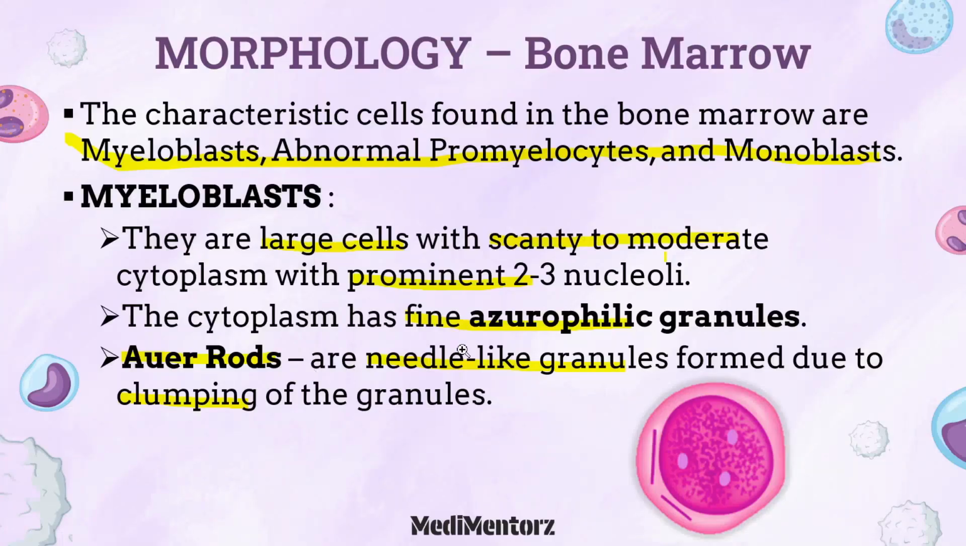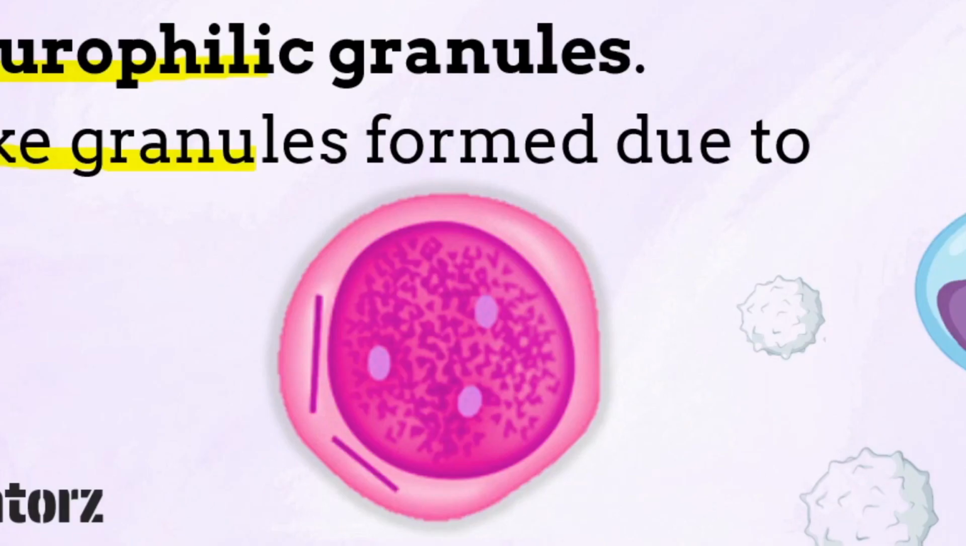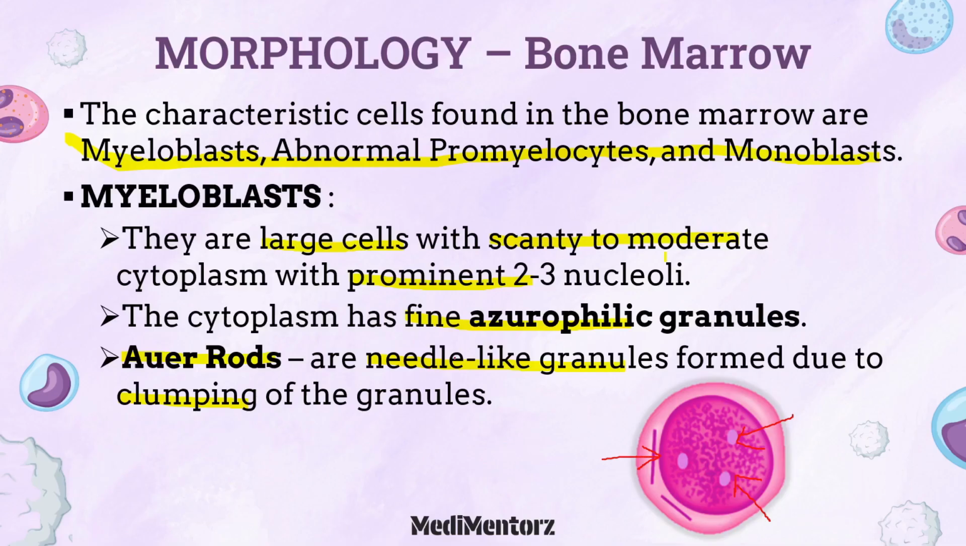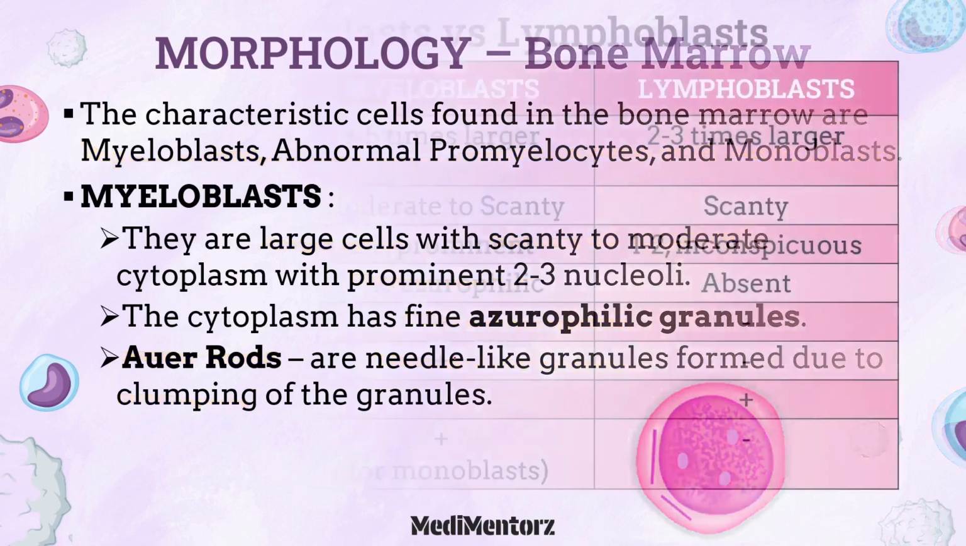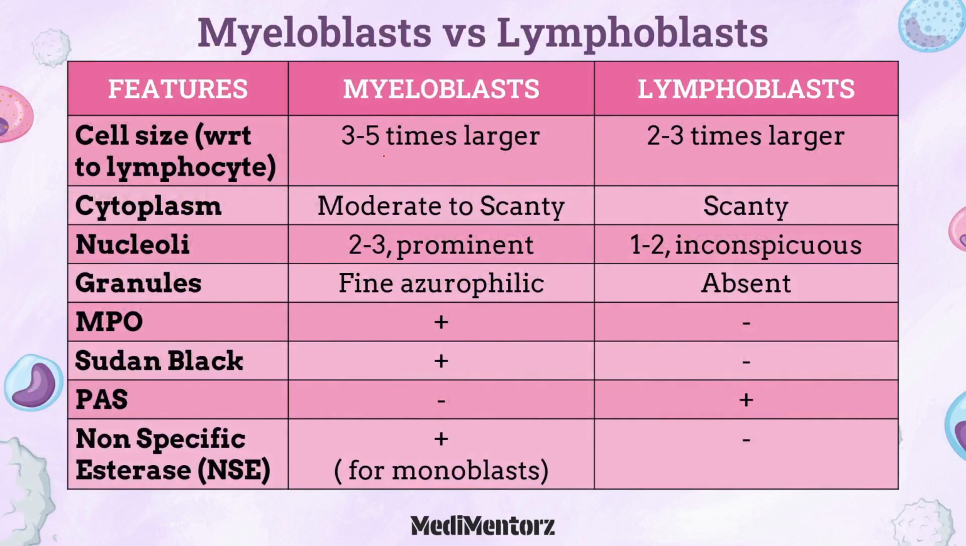Let's see this. The cell is larger, 3 to 5 times larger than the small lymphocyte, and the cytoplasm is scanty to moderate, and the nucleus shows prominent 2 to 3 nucleoli, and the cytoplasm shows fine azurophilic granules which are clumped to form needle-like granules called the Auer rods. Okay. Next, before moving on further, let's see the difference between myeloblast and lymphoblast.